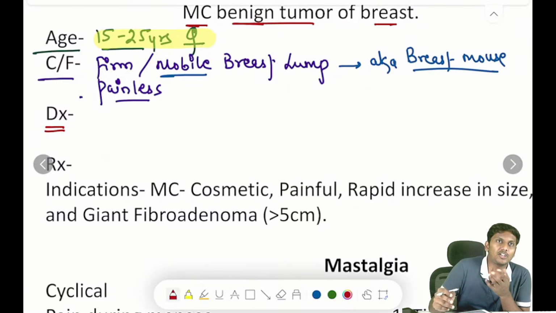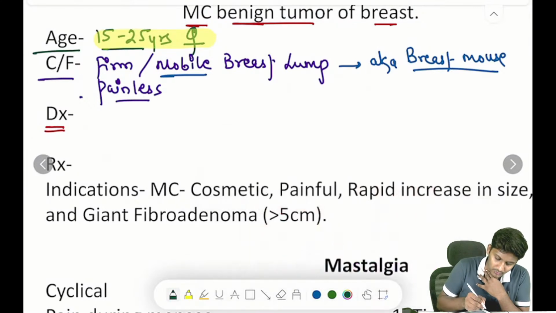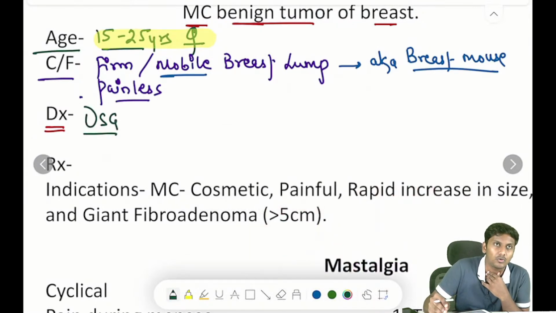After the clinical examination, I will send the patient for a radiological investigation. The radiological investigation, you have to remember, is actually an ultrasound. Reason is this patient is too young. Therefore, the radiological investigation that I want to do is definitely an ultrasound. So definitely I'll send the patient for an ultrasound. And on an ultrasound, the radiologist will give me a BIRADS score. And the radiologist will clearly write it is BIRADS 2. That is benign tumor. Yes, the radiologist will clearly write it is benign tumor, that is BIRADS 2.